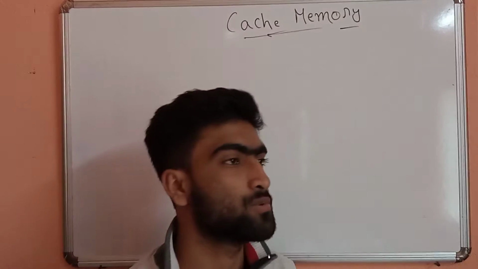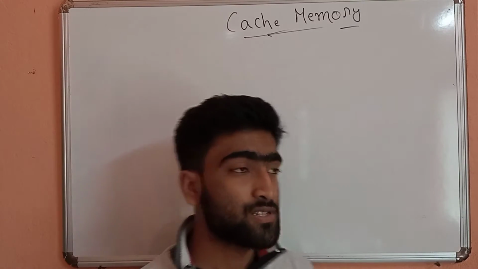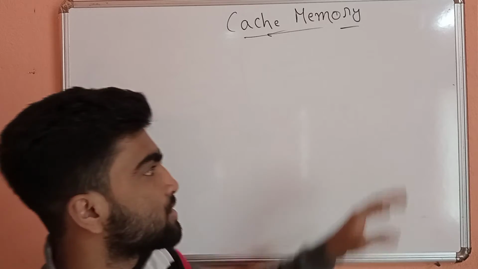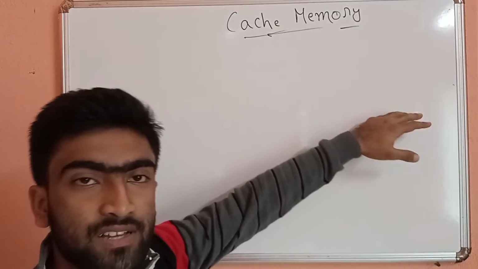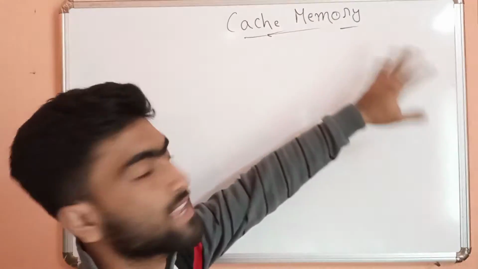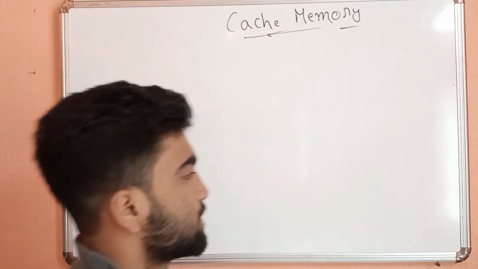Today in this video we will be discussing cache memory. In the previous video I discussed the memory hierarchy. There we have seen that after the register, the next fastest memory access is cache memory. So what is this cache memory and how does it work?